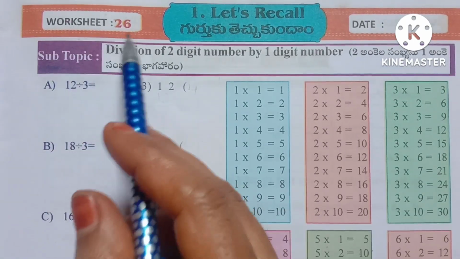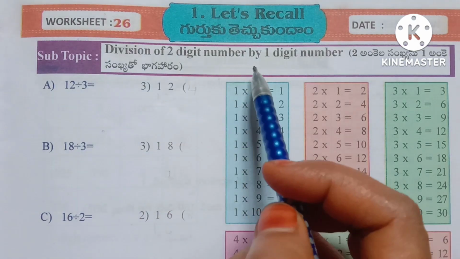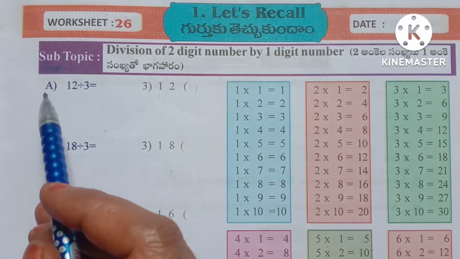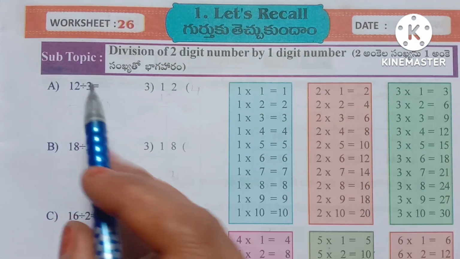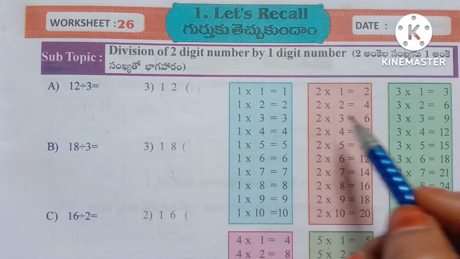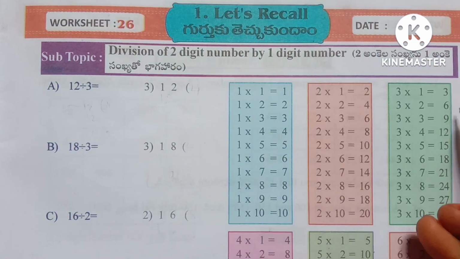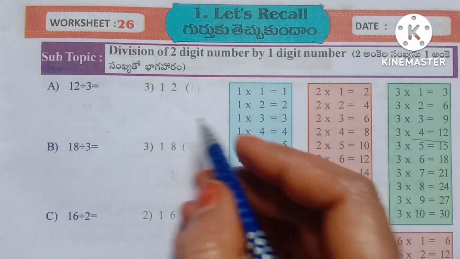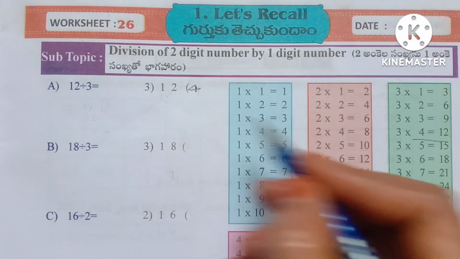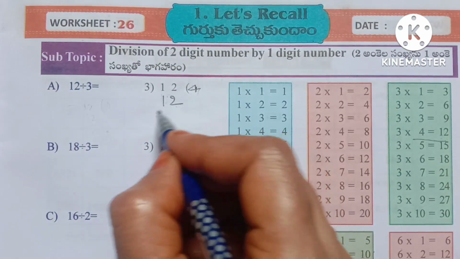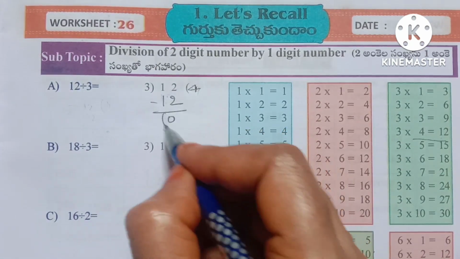Next, worksheet number 26, subtopic division of a 2-digit number by a 1-digit number. A, 12 divided by 3. So here we have to observe the 3 table till we get the number 12. So that is 12 here. So write 4 in the quotient's place and write 12 under 12. Subtract 12 from 12, we get 0.